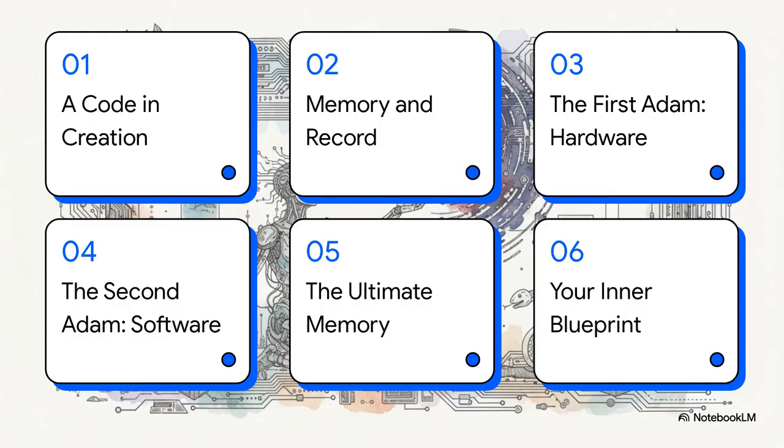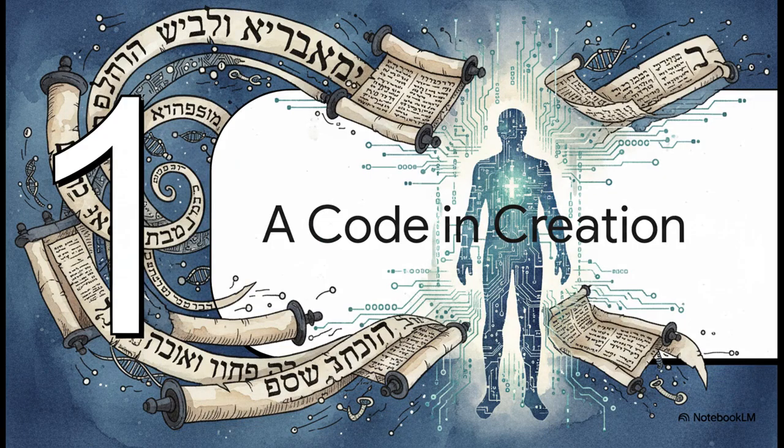So here's how we're going to do it. First, we'll dig into the creation account to find this hidden code. Then we'll look at the two keywords that unlock everything. After that, we'll talk about the hardware of the first Adam and the software of the second. And finally, we'll see how it all leads to what you could call the ultimate memory, and what this ancient blueprint actually means for you, right here, right now. All right, let's dive in.